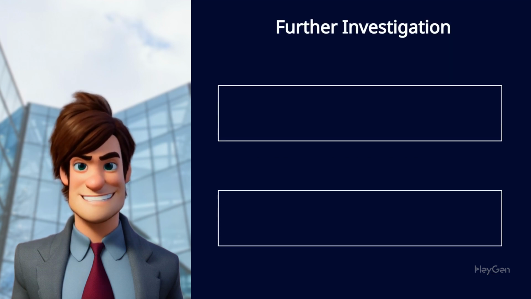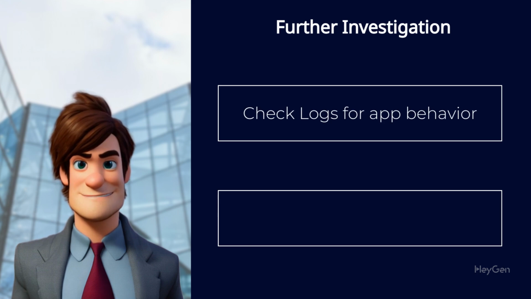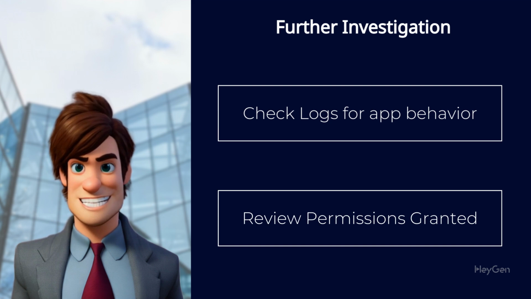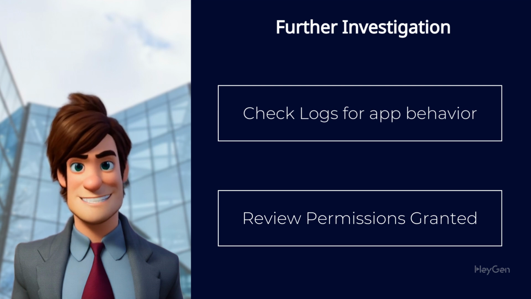Step 4. Further investigation. Check logs for app behavior. Review audit and sign-in logs to check for any activity from the unverified app after the consent was granted. Identify whether the app has been used to access sensitive data or resources within your environment. Review permissions granted. Look closely at what permissions the app has been granted, e.g., read/write access to directories, user profiles, emails. This will help determine the potential impact if the app is malicious.